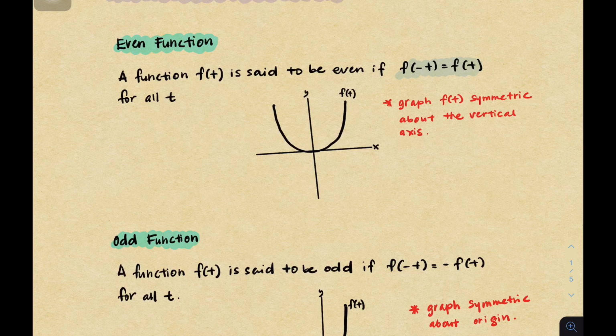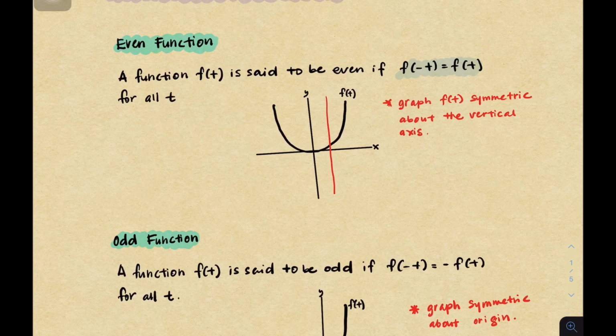Or if you represent your function in a graph, you will get a graph symmetric about the vertical axis. So what is the vertical axis? The vertical axis is the y-axis, wherever the point of x. That means you can have your vertical axis at your original y-axis here, or you can also have your vertical axis at x equal to 1 here. So when you plot your graph and you see that it is symmetric about the vertical axis, it means your function is an even function. Later we will see.